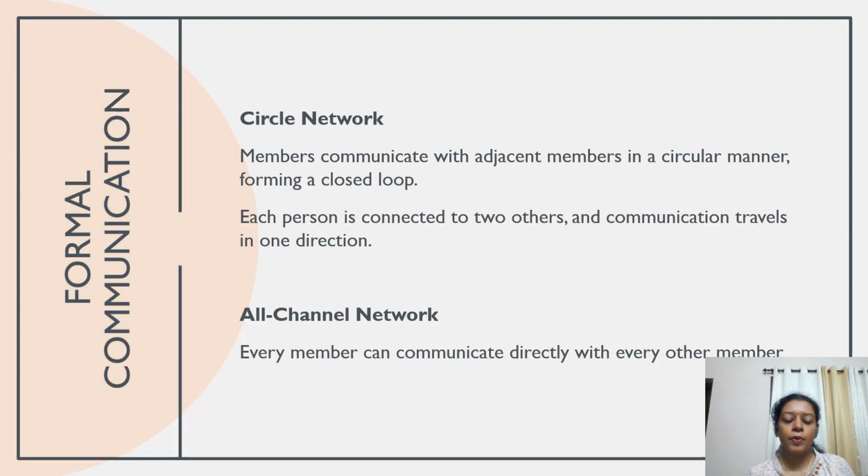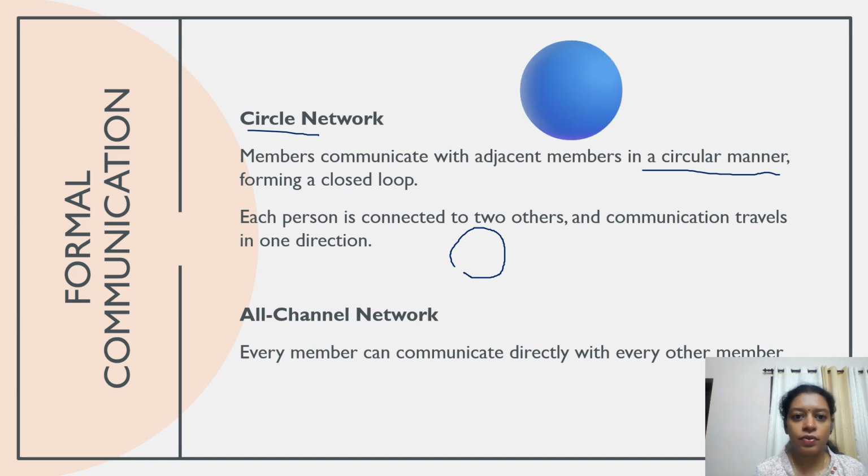Next, in formal communication, we are going to discuss the circle network. In the circle network, members communicate with adjacent members in a circular manner. As the name indicates, it's circular, forming a closed loop. Each person is connected to two others and communication travels in one direction only, in a circular manner. So that is the circle network.